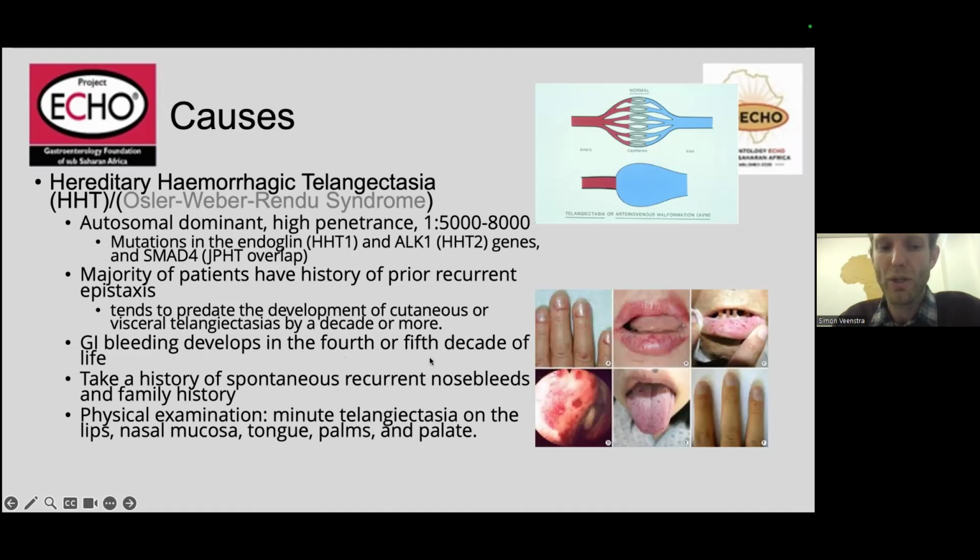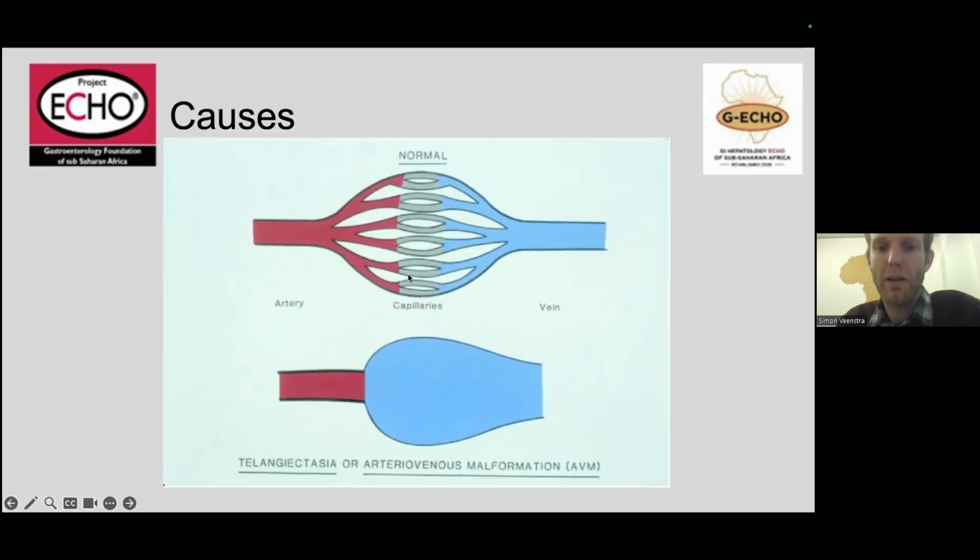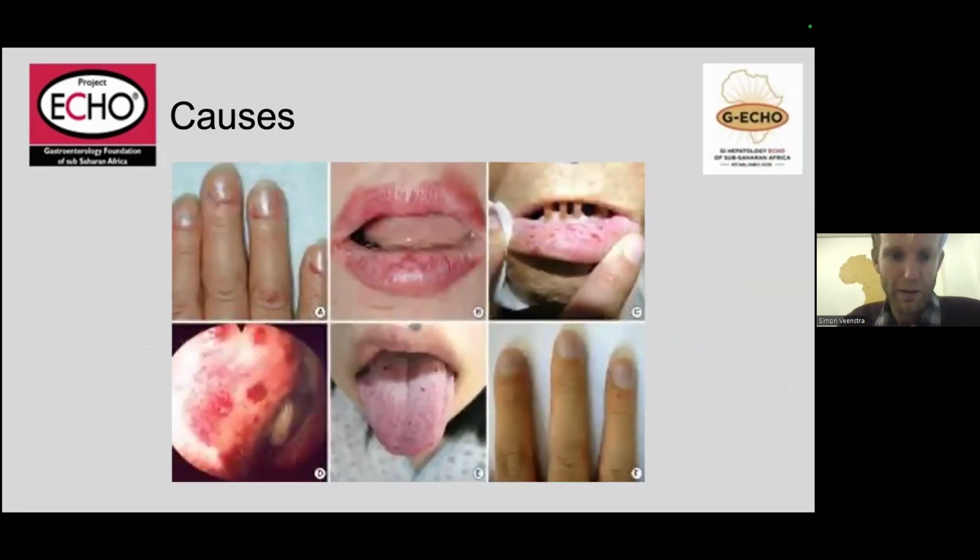So importantly, with these patients, a history of recurrent nosebleeds and a family history is quite important. And then on physical exam, looking for these minute telangiectasia around the mouth, the tongue, the palms, and the palate. And essentially what happens is you have loss of these end capillary loops, and you have these end arteries just directly joining a venule, which creates these AVMs. And just a close-up of some of these lesions. Sorry, it's not the clearest picture.